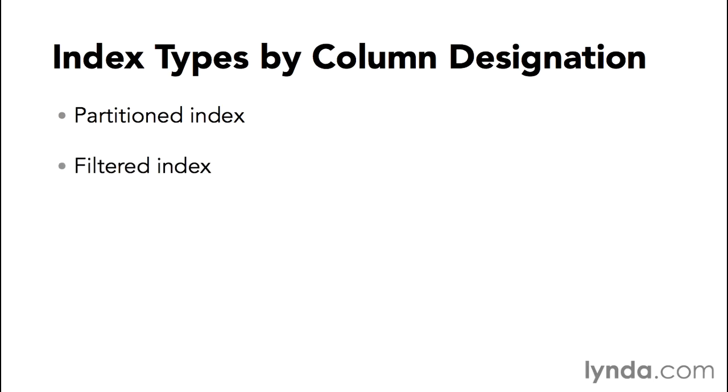Filtered index. A filtered index is one that has a where clause, and we use that once again if we're running certain queries that have where clauses. Index compression is a relatively new concept for in-memory databases, so that we can compress the index and take up less space in memory.